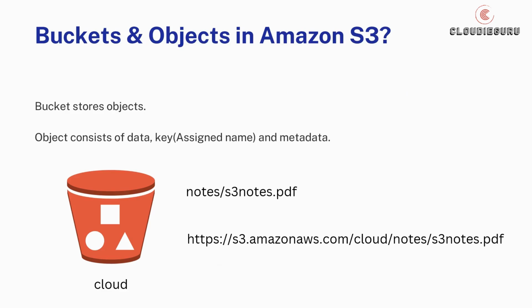Now let's look at what are buckets and objects in S3. Buckets are used to store objects, and objects, as I already mentioned, consist of the data that is to be stored, the metadata, which is the key value pairs, and the name, which is a globally unique ID. As you can see, cloud is the name of my bucket, and inside it I have stored an object s3nodes.pdf, which is inside the nodes folder. We can access the object using the link shown below.